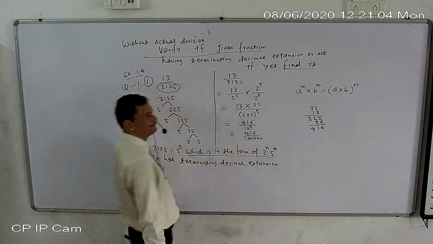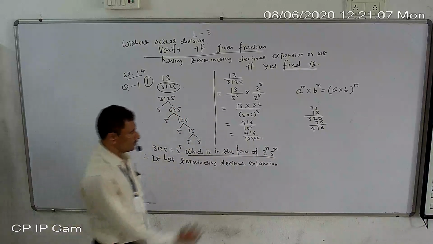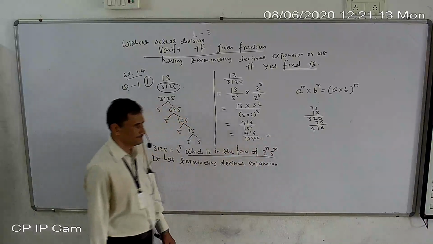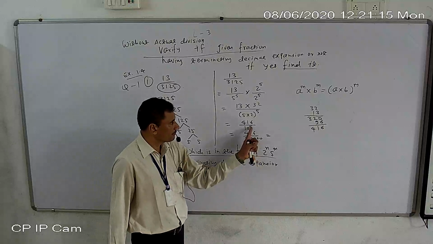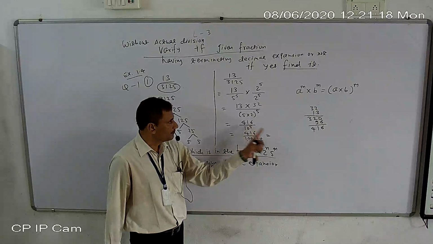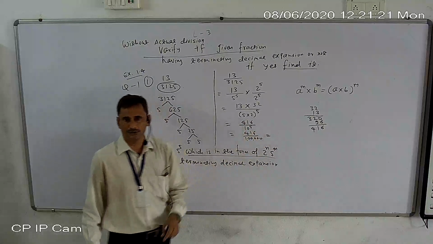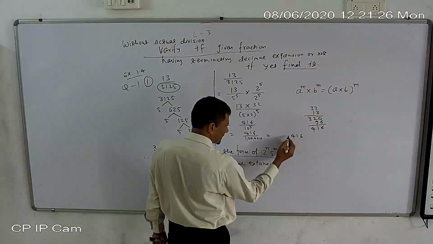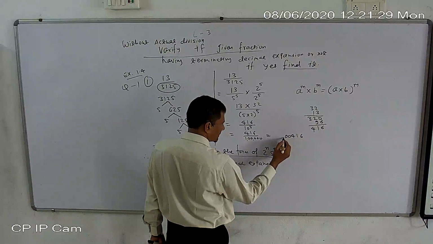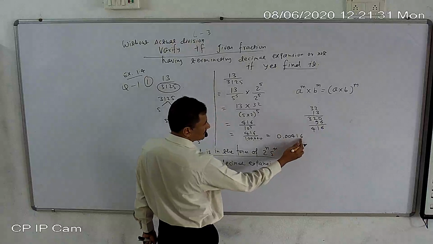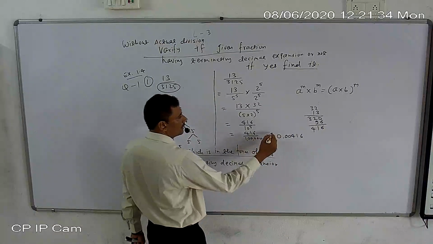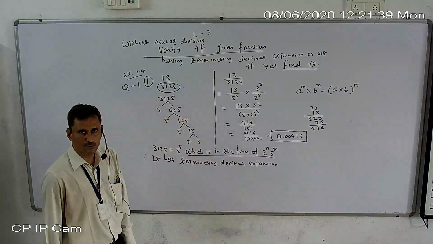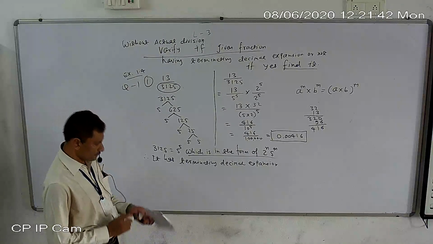Now you know how to write this fraction in decimal. There should be 5 digits after the point. Why? Because here there are 5 zeros, or 5 degrees. That's why 5 digits should be there after the point in the decimal form of this fraction. So 416, and 2 extra 0s I can place, so that we get 5 digits after the point. So our decimal expansion becomes 0.00416.